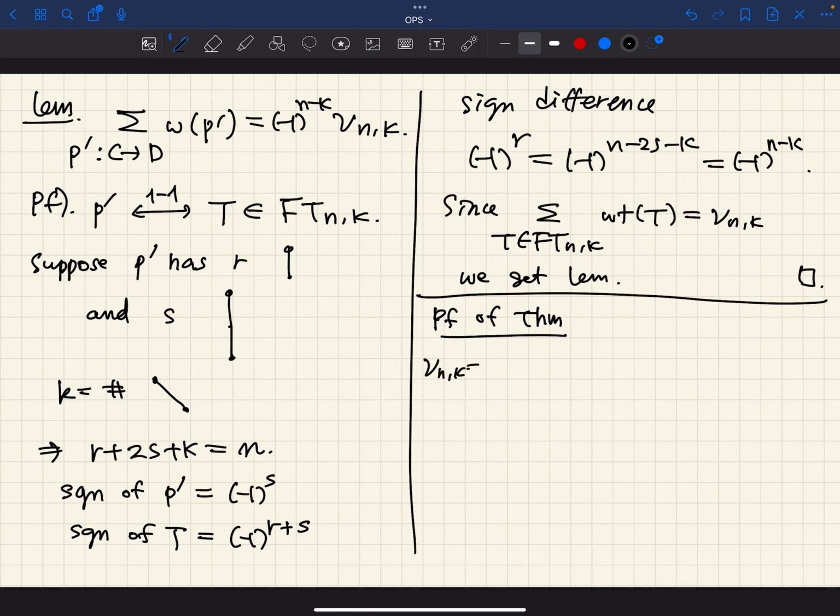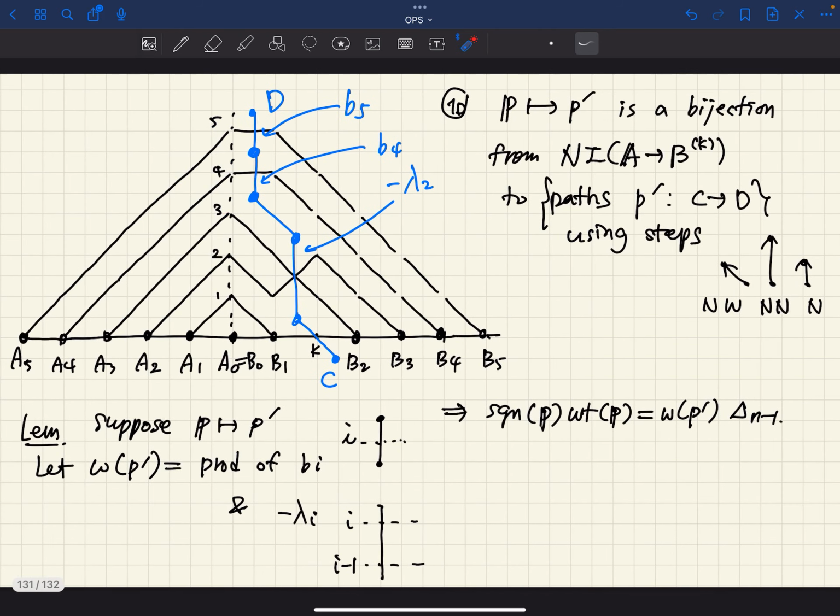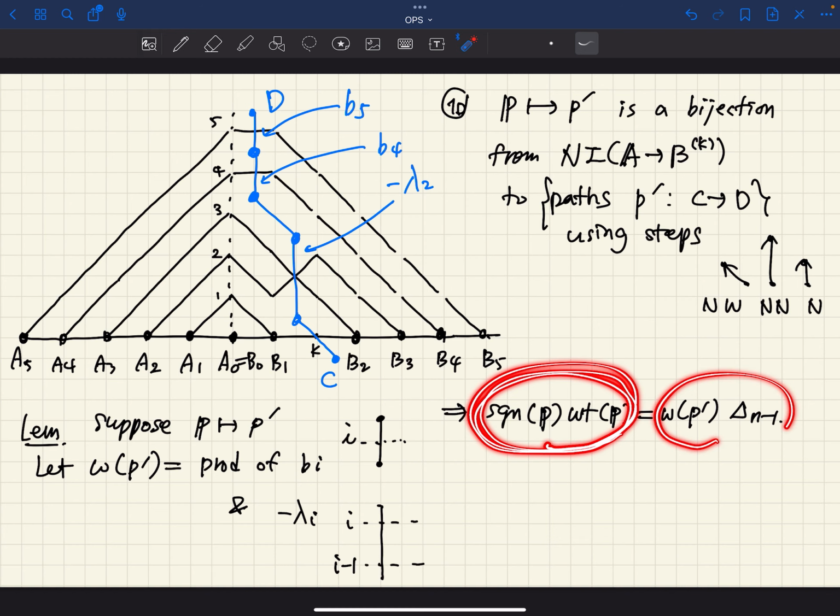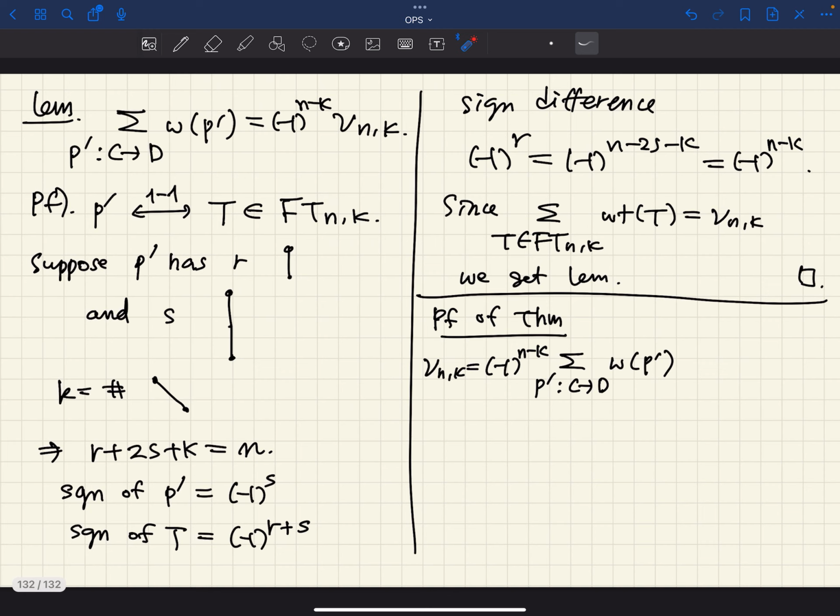ν_{n,k} equals (-1)^{n-k} sum over p prime. Because we have to sum over this, but instead of this, we can just sum over this. So if you do that, then we only get this. And then here, this is going to be (-1)^{n-k}. Let me write it this way.